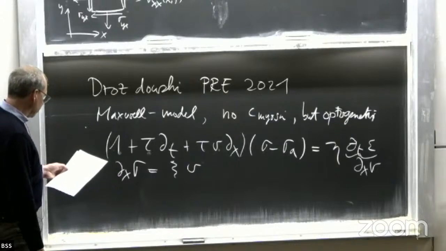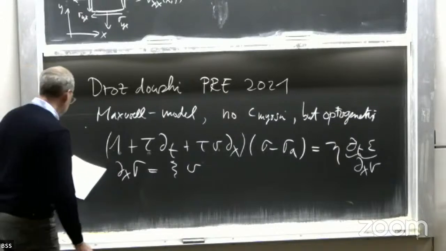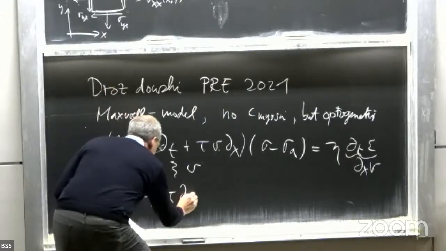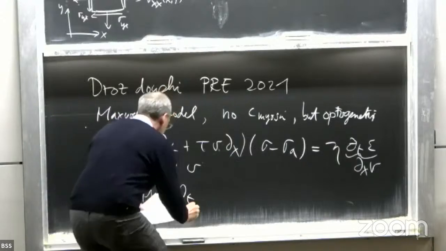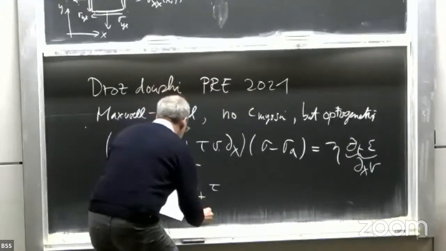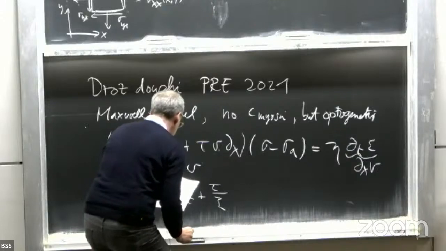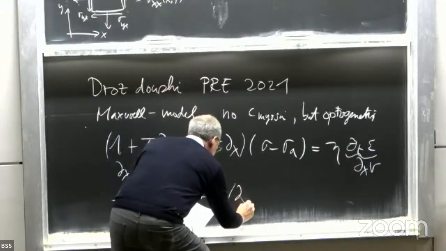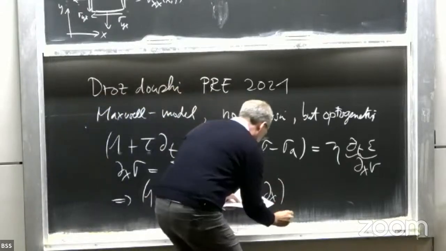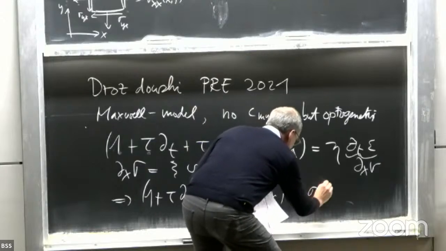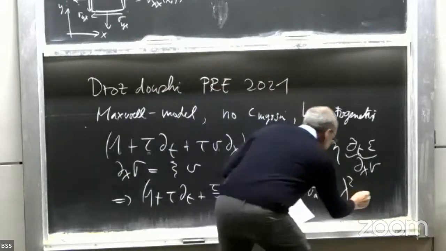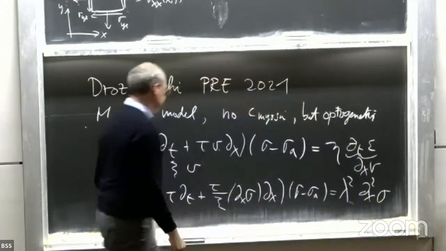So we put it together. We have to write this again. You basically get a time derivative. Now you get tau divided by the friction coefficient, dx sigma, and then another dx. And then you get on the right-hand side sigma minus sigma A. And this is a new length scale squared dx squared sigma. This is the equation, okay?